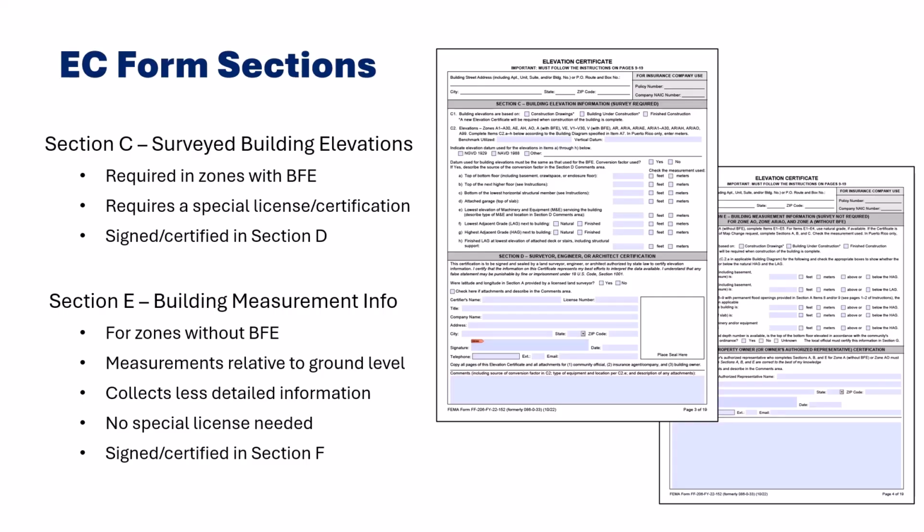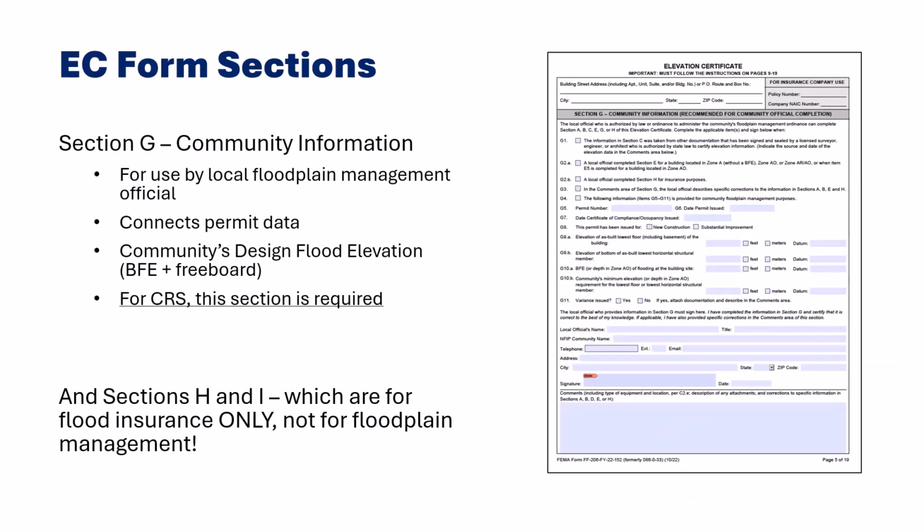Most of the scenarios we'll use today talk about information in Section C of the form and how to relate that to information in Sections B and A of the form. Section G of the form is a recommended section for use by the community official. It can help connect the elevation certificate information to other community permit data, like permit date, permit number, whether it was issued for new construction or substantial improvement, and similar factors. It can also be used to capture freeboard elevation requirements. If the BFE is captured in Section B9, then any feet of freeboard your community has can be added to that BFE number and put here in Section G10.